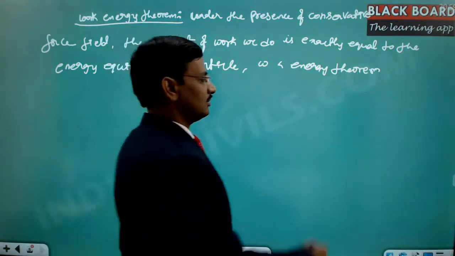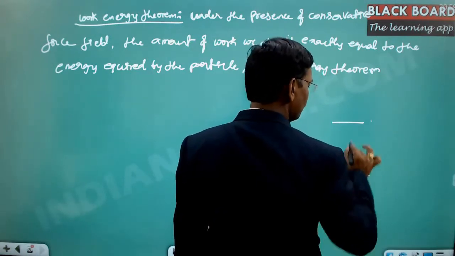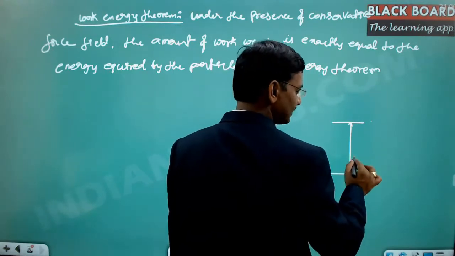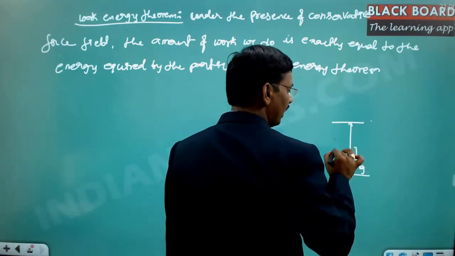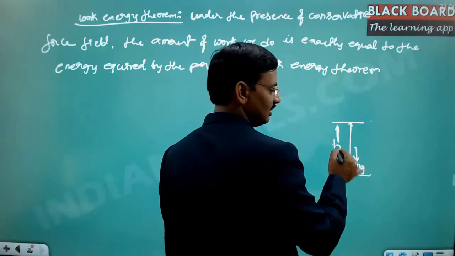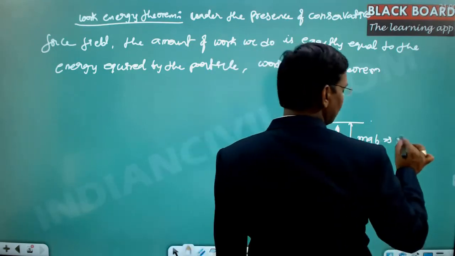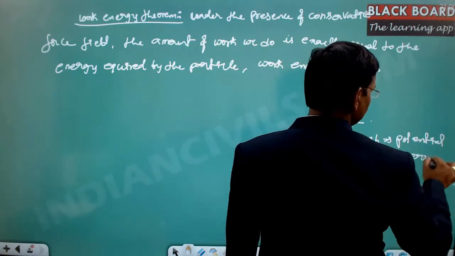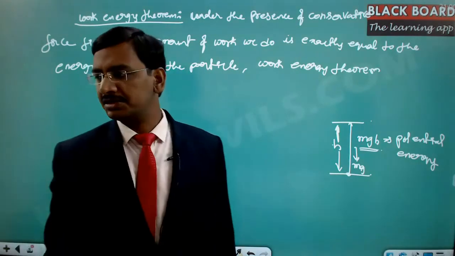The same thing, suppose under the presence of the gravitational field, this is at one height from the ground level. If you try to move this particle from here to here, whatever work we do, you are doing against the weight which is acting downwards. Mg is always acting downwards and you moved a height of h, which is the displacement. Mg into h is the actual work you have done. This is nothing but the potential energy, and this potential energy is equal to the work done. So this is the work energy theorem.